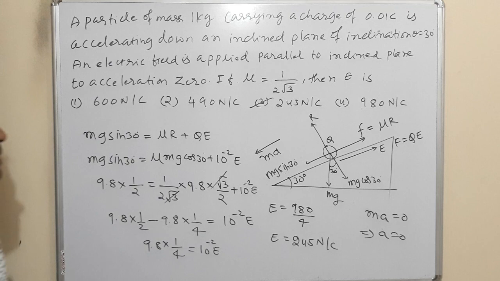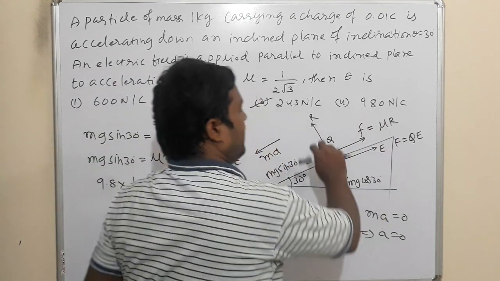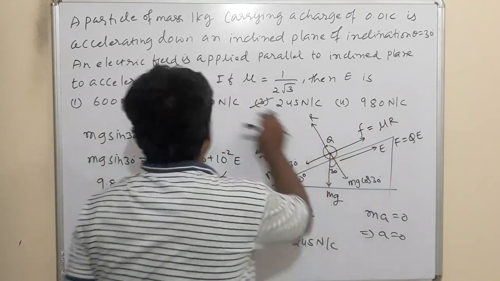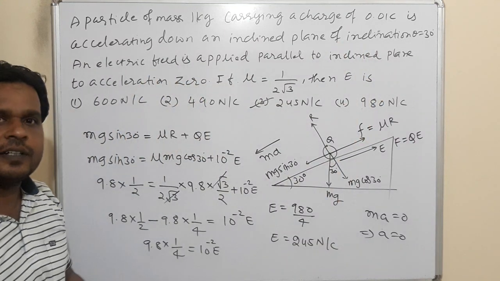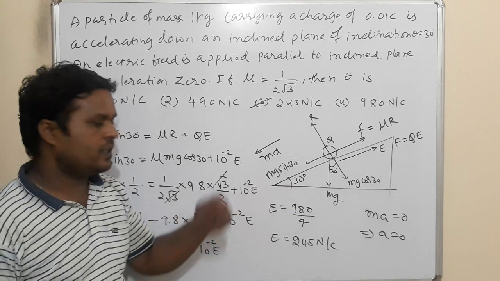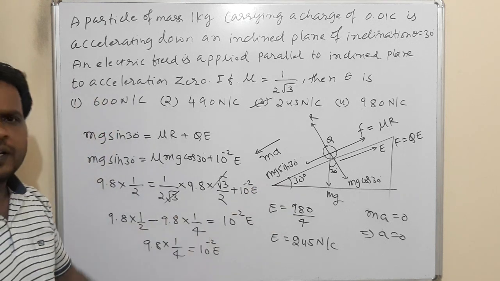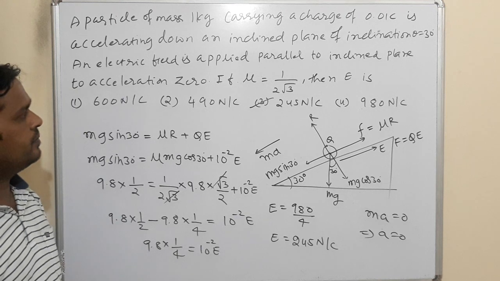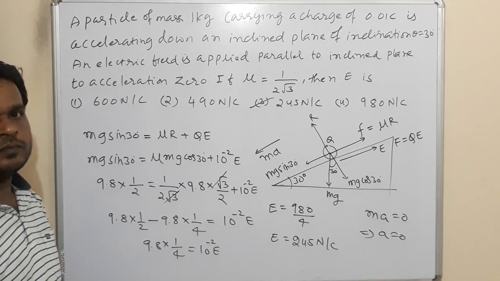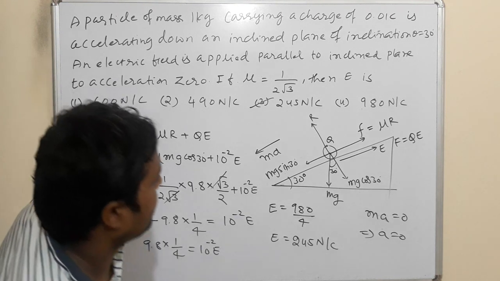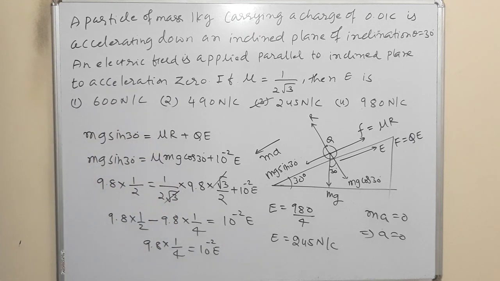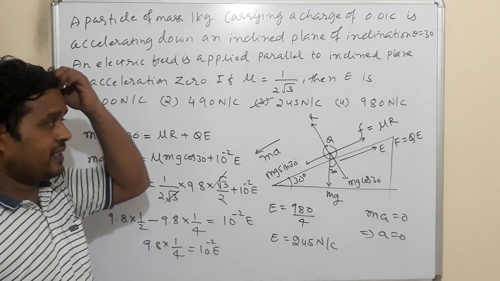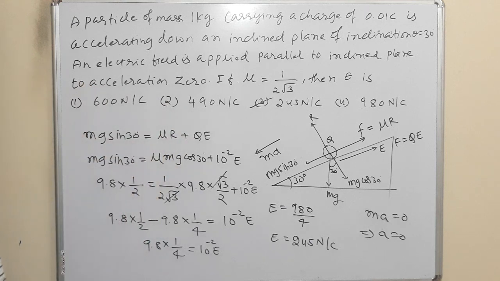Understood? See the forces involved in the problem. It is in equilibrium. Net acceleration has become 0 after applying electric field. Acceleration becoming 0 means what? Net force is becoming 0, and remaining things you can apply and you can calculate. Okay? This is another example based on equilibrium. Note it down. Pause the video and write. We'll solve one more example based on this same equilibrium.